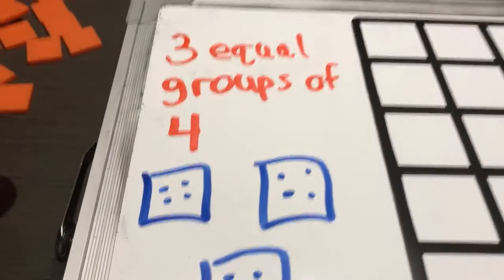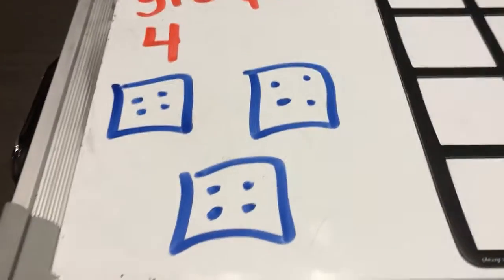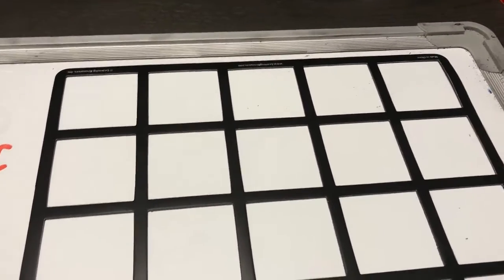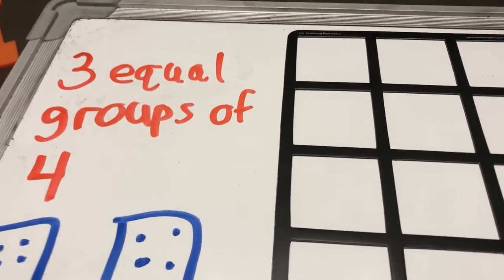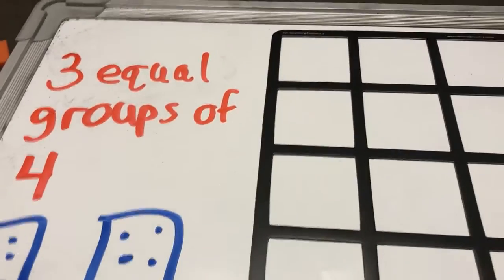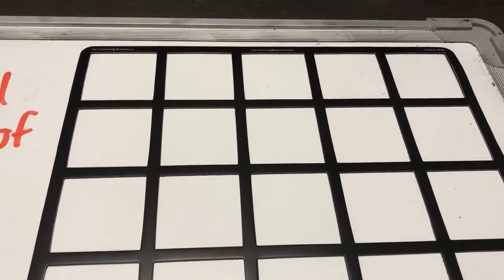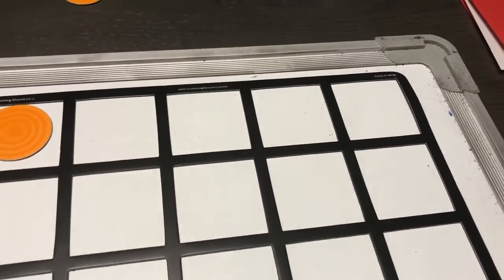Okay, so we're still working with 3 equal groups of 4, but this time we're going to arrange them a little differently than we did here. We're going to arrange them in what we call rows. So when we have equal groups, the number of equal groups tells us how many rows we're going to make, okay? So 3 equal groups of 4. How many rows will we make? We're going to make 3 rows.